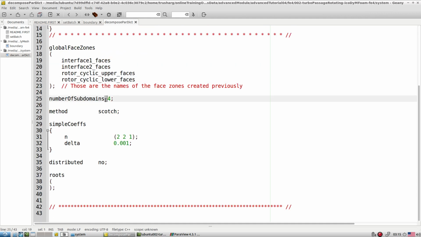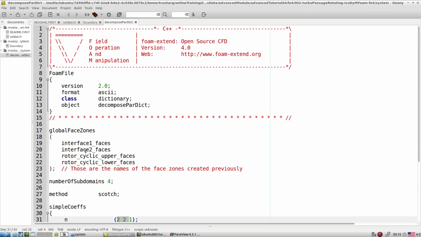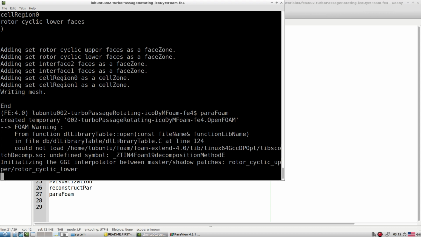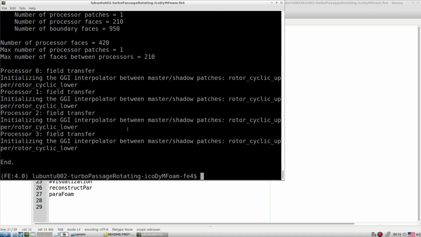Then we have a domain decomposition for 4 processors, and Scotch is the method, and 2 in the x and y directions. This is how one can decompose the case. So let's now decompose the case and start running this one case, so at least we have an idea. It is not necessary to decompose and run; you can run straight away as it is, but if you want to use multiple processors you can decompose.